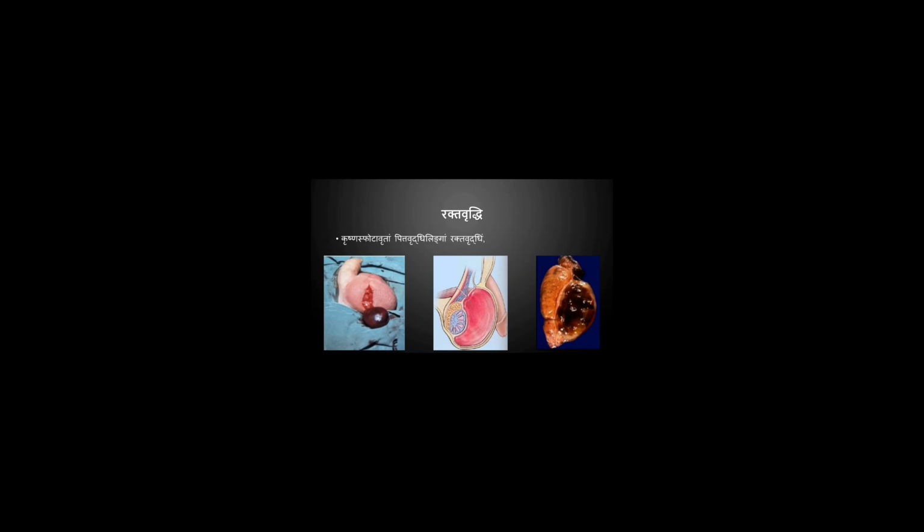Here we can correlate this condition to hematocele. Hematocele is a condition where there is collection of blood in the scrotum. From the name Rakta Vritti itself, we can directly link it with the collection of blood. It can be due to the damage of any small vessel inside, maybe as a result of any injury or trauma. But the main feature is the collection of blood in the scrotum.